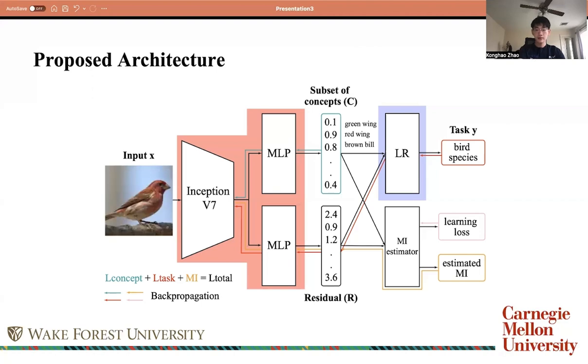During back propagation, the multi-layer perceptron of concepts is only optimized by the concept loss. The multi-layer perceptron and the Inception V3 model are optimized by the estimated mutual information and the task loss.